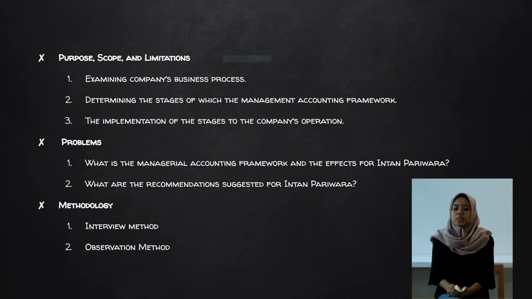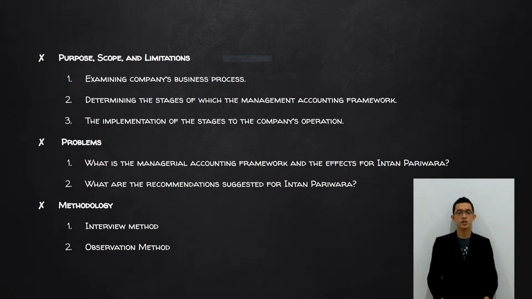The purpose here is to examine the company's business process, determine the stages of the management accounting, and see the implementation of those stages within the business process itself. Now, we are limiting this to only PT Intan Pariwara and only to its financial statements. And the problem here is what is the managerial accounting framework that is implemented within the business process, and what are the recommendations for the company regarding its managerial accounting.